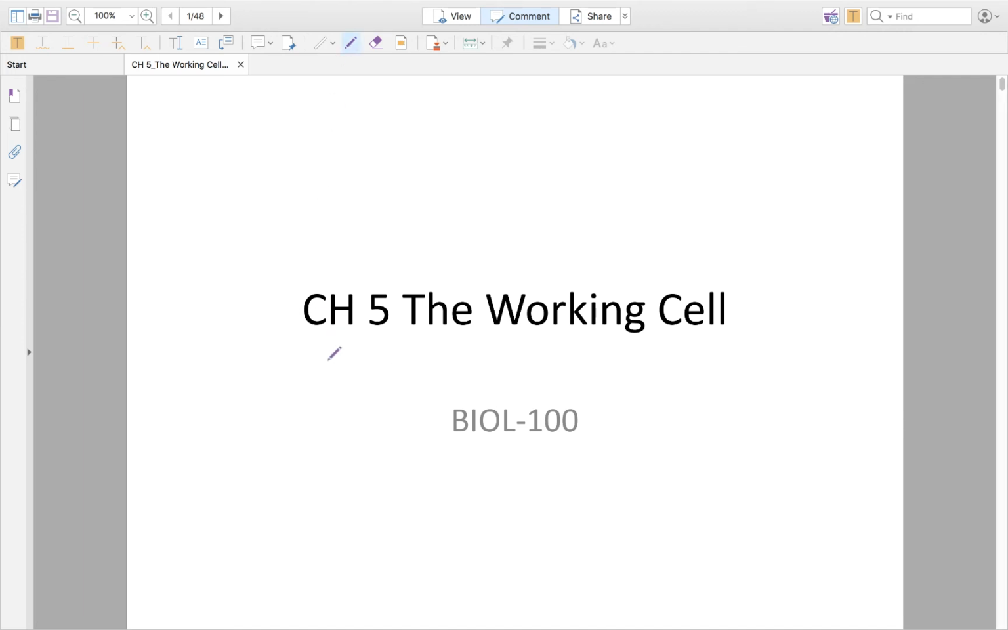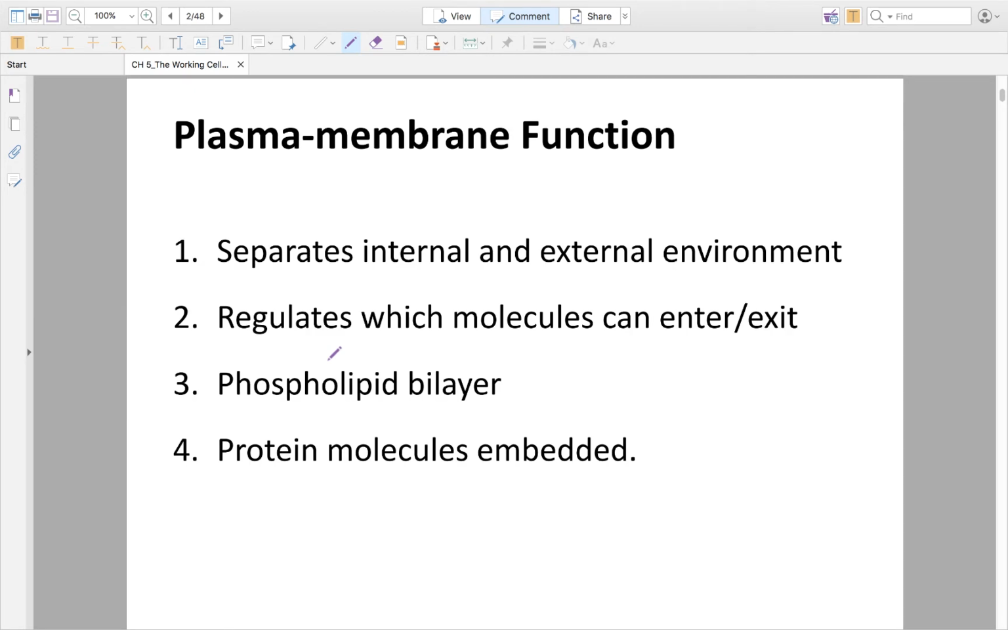Okay, welcome to chapter 5. This chapter is called The Working Cell. So we're going to start with the plasma membrane and its function.